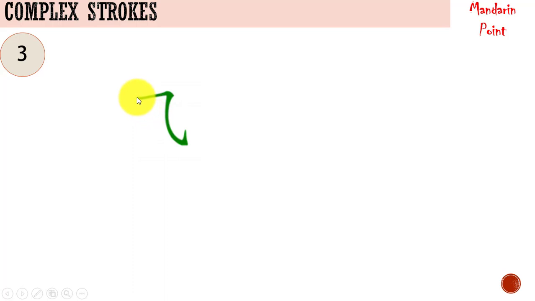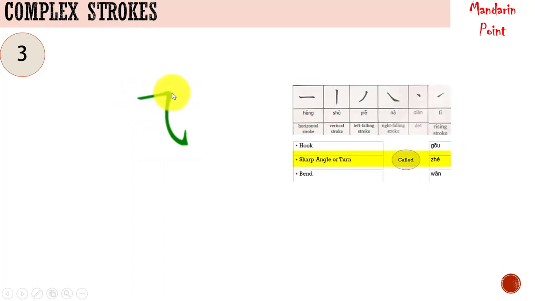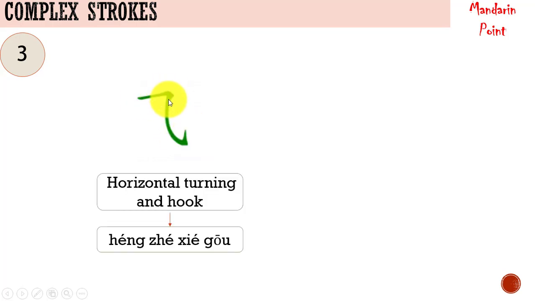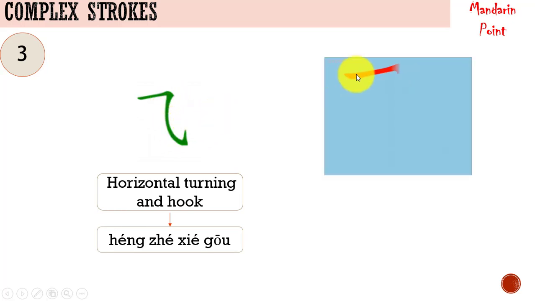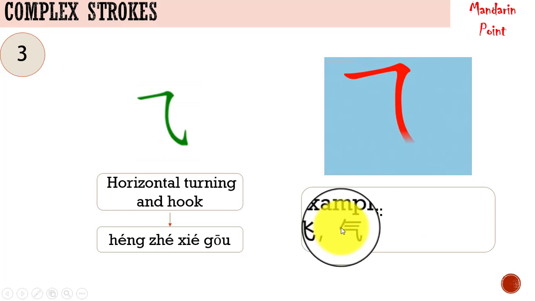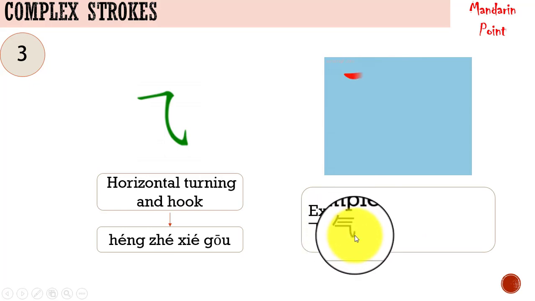The third one. Horizontal stroke, right turn or sharp turn, and then a curve on right side with a hook at the end. So this curve at right side with a hook at the end, it means it is xie guo. So both of these are connected together with this sharp turn which is named as zhi. So it is hang zhi xie guo.